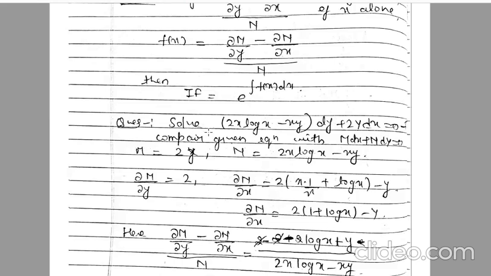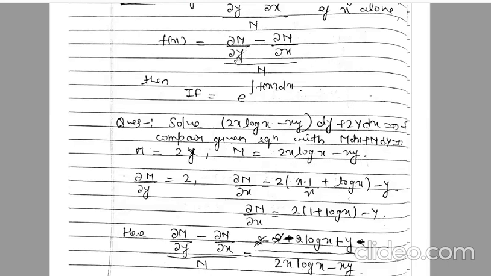The question is: solve (2x log x minus xy) dy plus 2y dx. First we need to check whether this equation is exact or not. Compare this equation with M dx plus N dy equal to 0, as we do in all our questions. So your M dx, M means 2y, is here, so M is equal to 2y. And for dy, your N is equal to 2x log x minus xy.